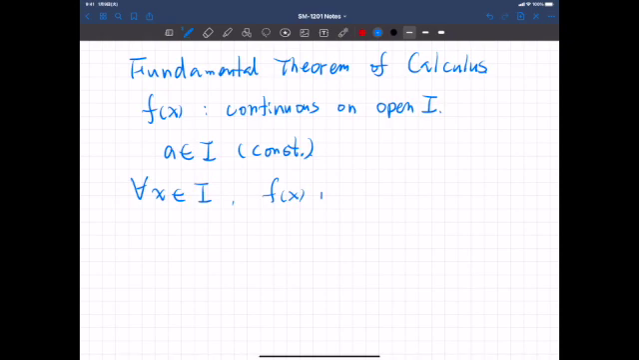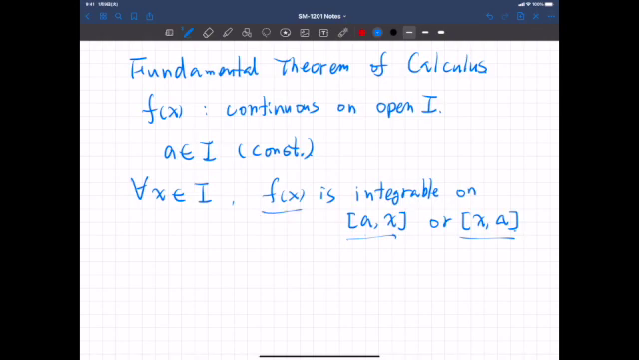f of x is integrable because it's continuous. Integrable either between a and x or x and a, depending on which is greater. When x is greater than a on this interval, or when x is less than a on this interval, either way, f of x is integrable because it's continuous.